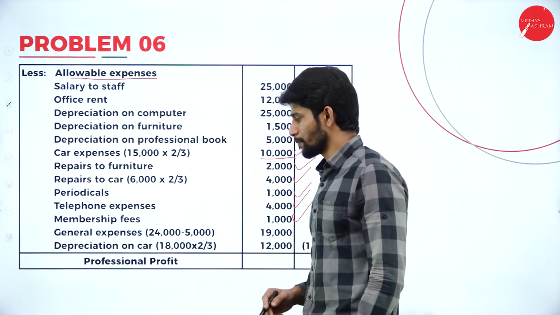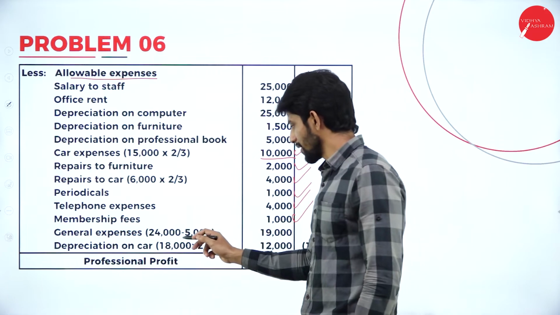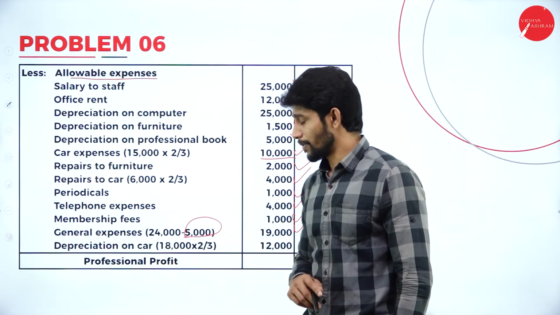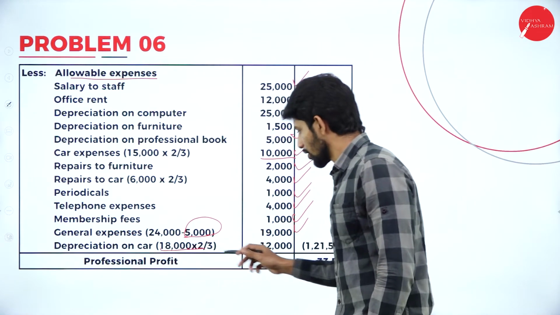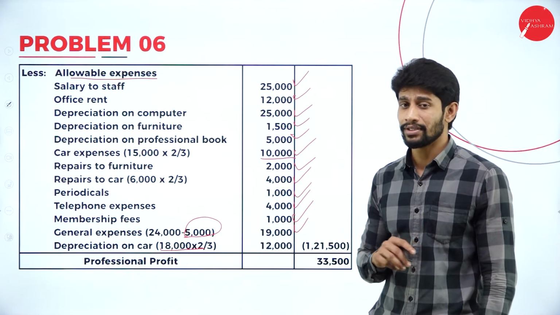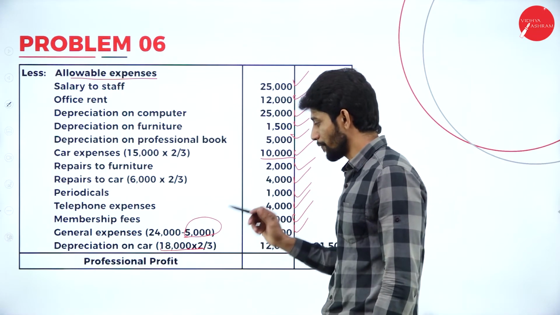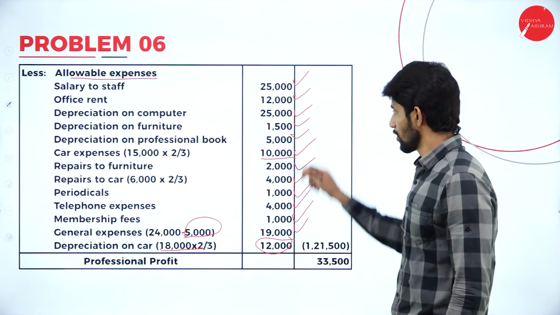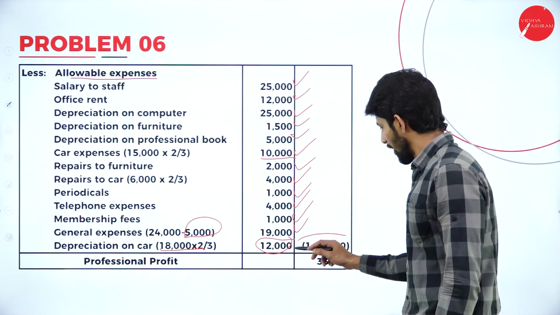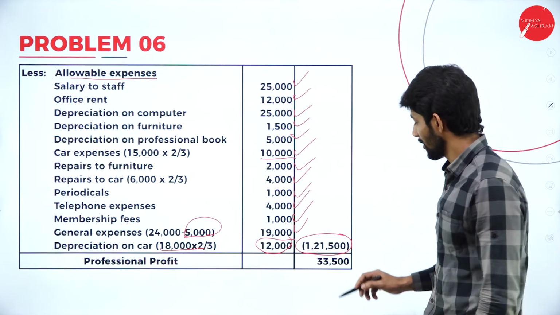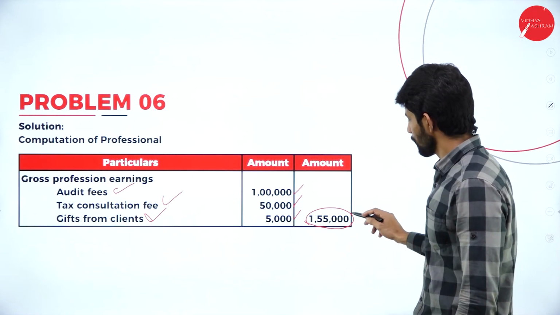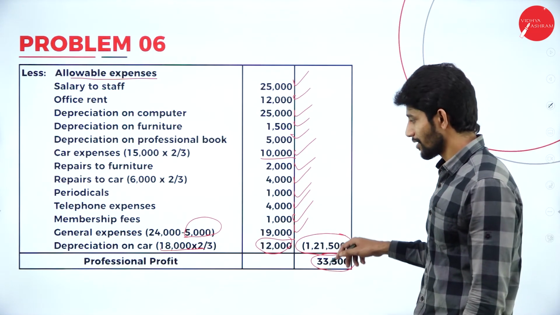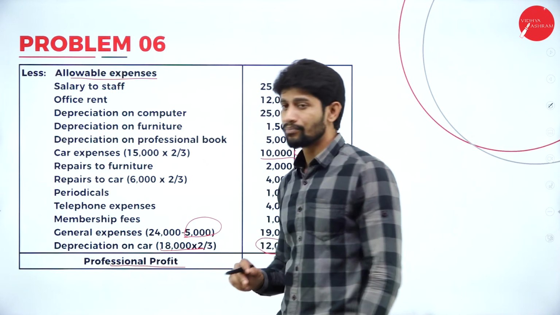Membership 1,000. General expenses: 24,000 minus 5,000, the fees paid for his son's tuition. The remaining 19,000 will be considered as general expenses. Next, depreciation on car: total depreciation is 18,000, but 1/3 is used for personal and 2/3 for professional. So consider the 2/3 depreciation value as professional expenditure, you'll get 12,000. Totalling all the expenditures, you will get 1,21,500. Deduct 1,21,500 from 1,55,000, and you'll get a balance of 33,500. This 33,500 is called professional profits, or income from profession.